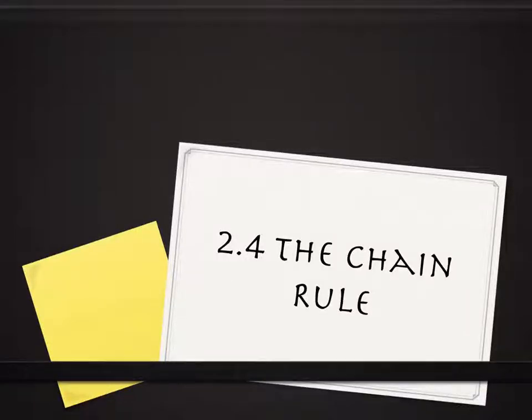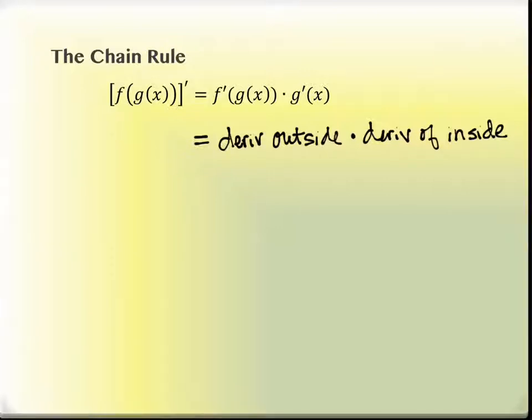2.4, the chain rule. We started this last time. To remind you where we were, we had encountered this rule, and we had a sort of mnemonic or descriptive language surrounding it. We said that when we do a chain rule, we take the derivative of the outside and multiply it by the derivative of the inside.